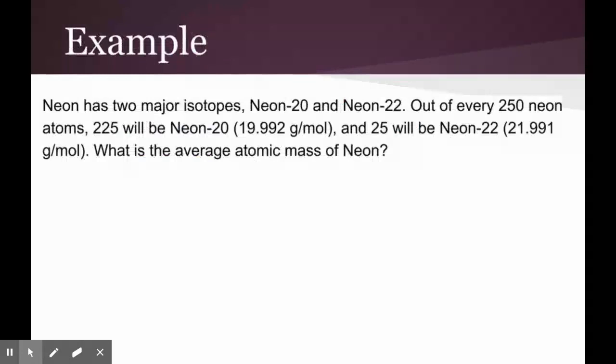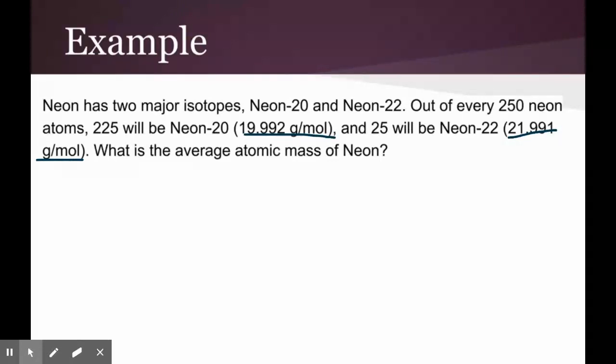All right, here's another example for us to work on. It says neon has two major isotopes, neon 20 and neon 22. Out of every 250 neon atoms, 225 will be neon 20, and here's the mass of a neon 20 atom, and 25 will be neon 22, and here's the mass of a neon 22 atom. We need to calculate the average atomic mass of neon.